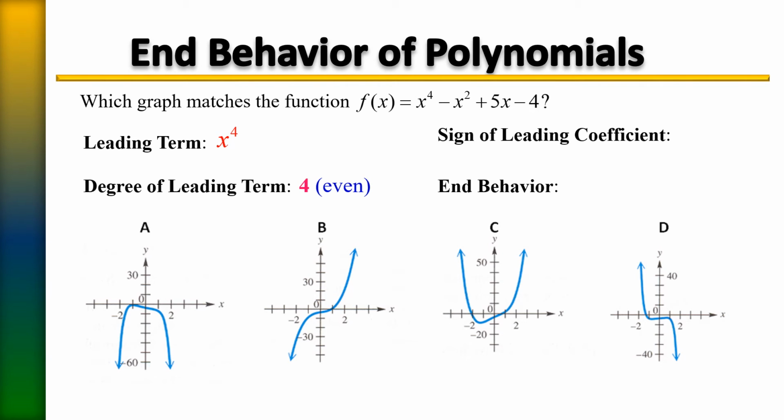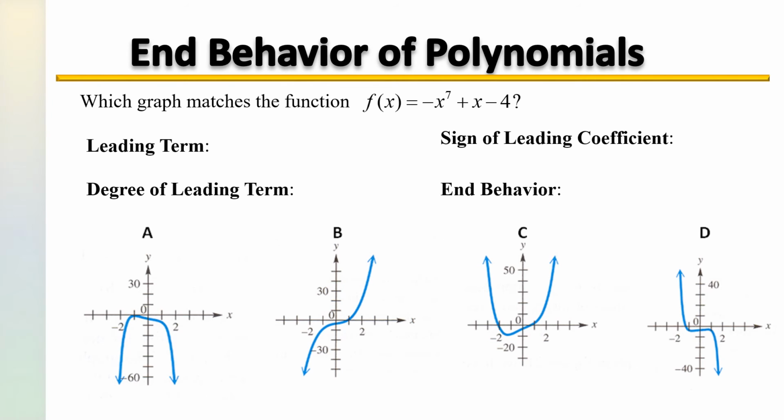Now, as far as which one it is, let's take a look at that leading coefficient. Since the leading coefficient is positive, that means it is going to be facing upward, which means it is choice C. Based on the end behavior, it would be a graph where both ends would be facing upward, because the leading coefficient is a positive number. And there you have it. Let's take a look at another graph.